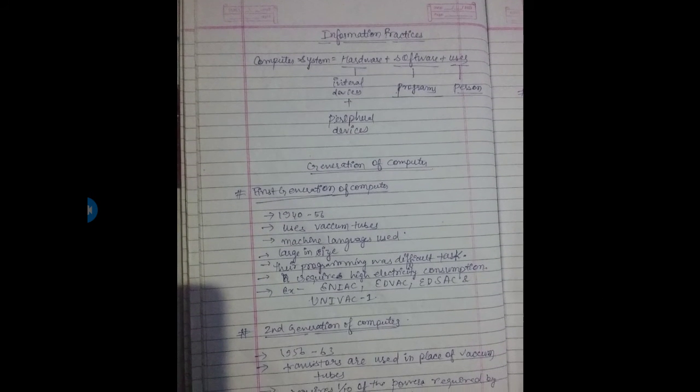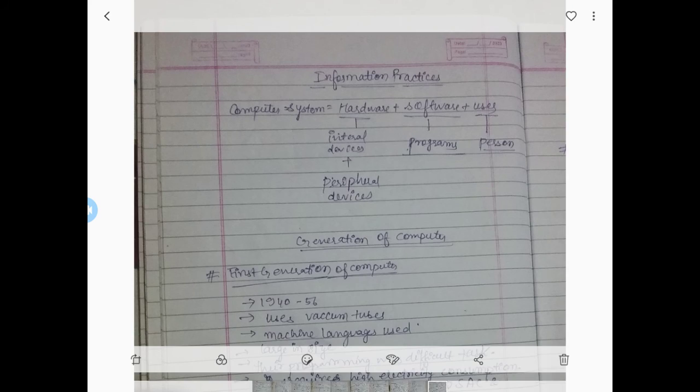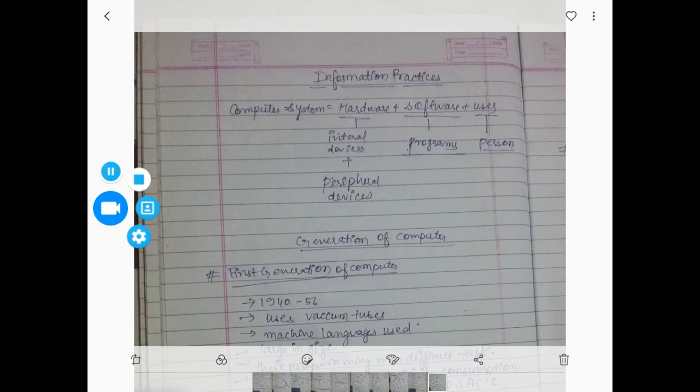Here are some basic introductions to the computer system, chapter 1 of the IP class 11, in which we are going to discuss some basic mind maps related to the chapter. The first mind map is here, covering the basics about today's chapter.